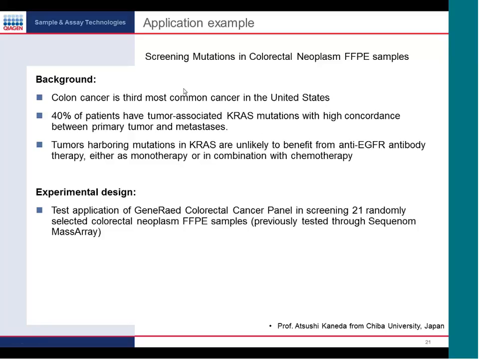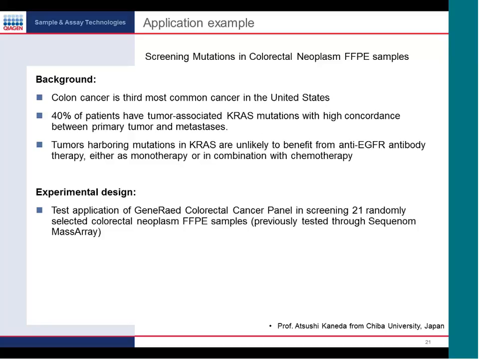Just to give you a small background here, as most of you must know, colon cancer is the 3rd most common cancer in the U.S. And 40% of the patients have a KRAS mutation associated with this tumor. And if the patient has a KRAS mutation, they are unlikely to benefit from EGFR inhibitors.